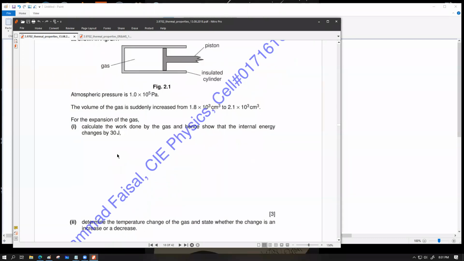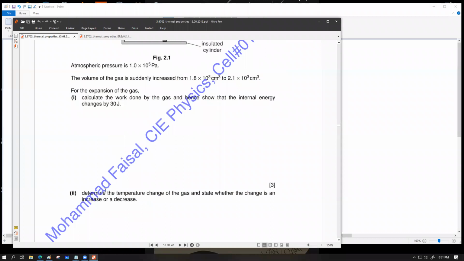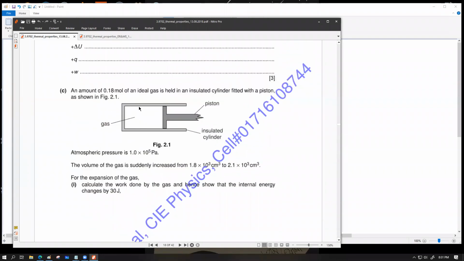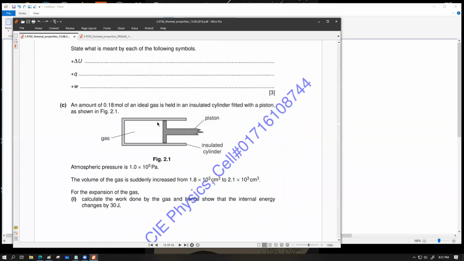Sir, it says to show it. Okay, fine. Part 2 is: determine the temperature change of the gas and state whether the change is an increase or decrease. Let me explain. Let's have a look at this question. This is a pretty interesting one because we're going to have to use this idea over here, I believe.